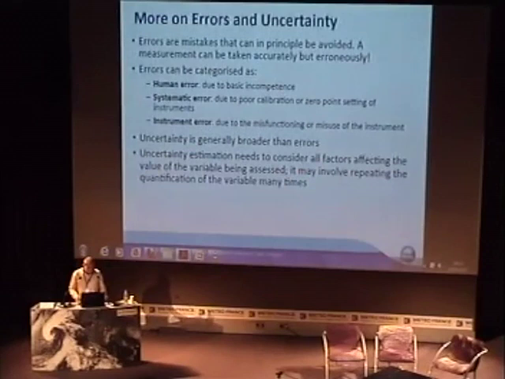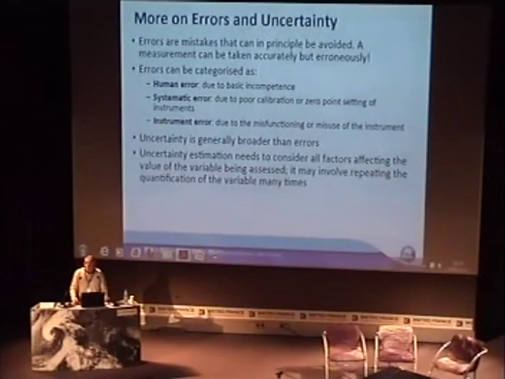But the error is defined as mistakes that can, in principle, be avoided. A measurement can be taken accurately but erroneously. There are categorizations of errors, and I guess the most accepted ones are these, where you have three types of errors. You can have even more, but let's just say these three. One is human error, just due to basic incompetence. You don't know how to use a tape measure, for example, so you don't place it in the right place and so on. So that's basic things that can be avoided easily.